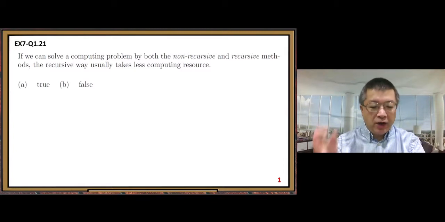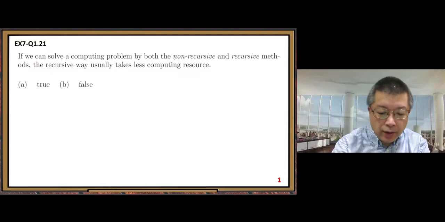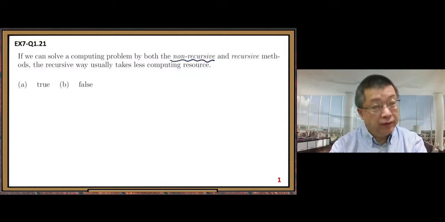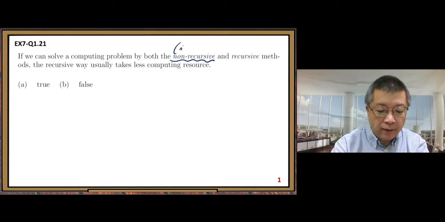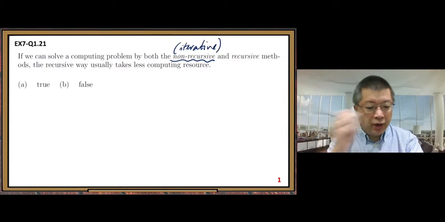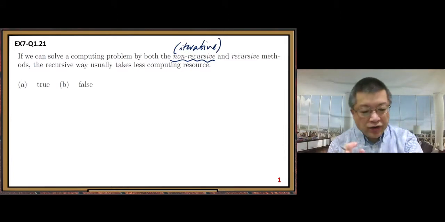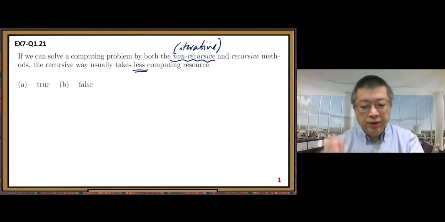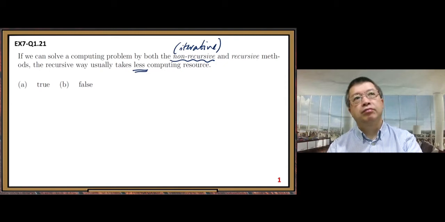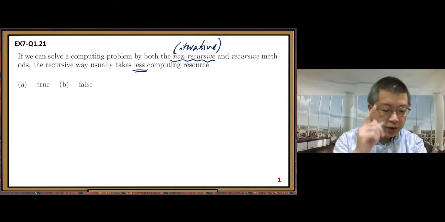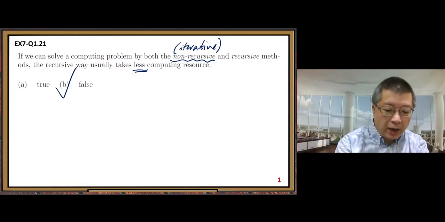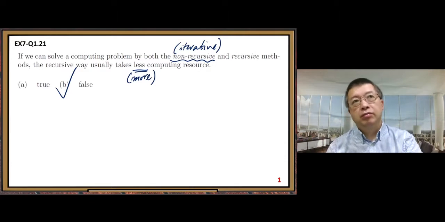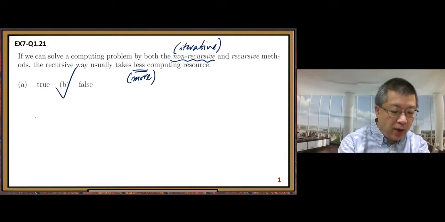If we can solve a computing problem by both non-recursive, we mean iterative, right? Yeah, iterative and recursive methods. The recursive way usually takes less computing resource. First, the answer is false. Actually, the answer is more computing resource. Why? Yeah, I explain in the notes.